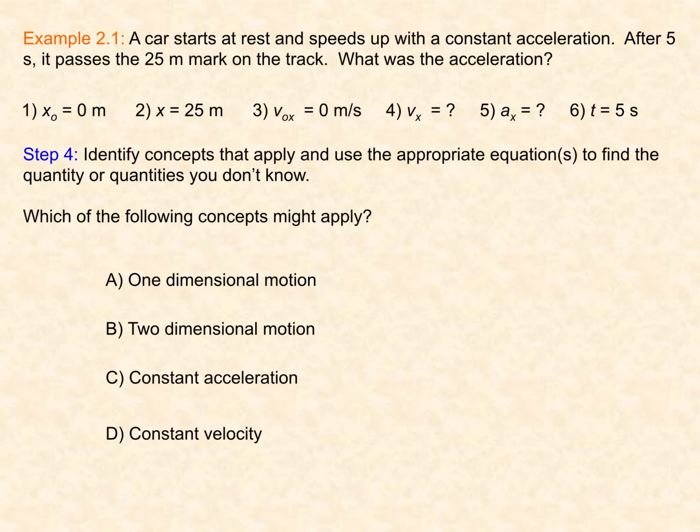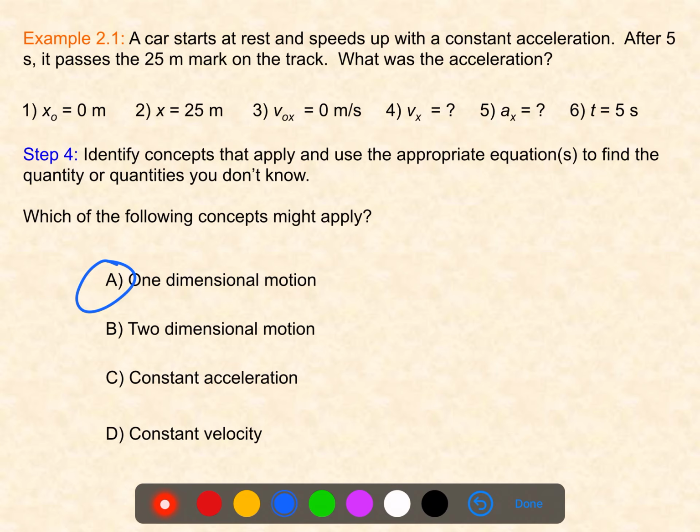Step 4 is where I need to identify which concepts might apply to this situation and then pick out the equations that go with those concepts. So the concepts that are applying here, well, it looks to me like I've got a car moving along and they're not telling me anything about a vertical change, so I'm assuming that we're dealing with one-dimensional motion here. Also, I said at the beginning that we can assume a constant acceleration rate. Otherwise, it would be pretty complicated for me to solve for the acceleration if it wasn't staying constant. Okay, so those seem to be the concepts here that apply.